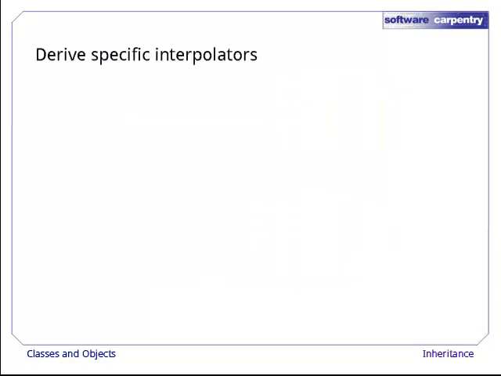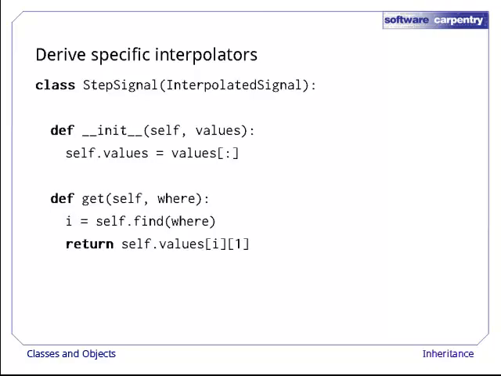Now that we have a way to find where we're supposed to interpolate, let's rewrite our actual interpolating classes. Here's the new version of StepSignal. It's derived from InterpolatedSignal. Again, that's what it means to put InterpolatedSignal's name in parentheses in the class definition, which means it can use the find method without redefining it. In order for that to work, though, StepSignal's constructor has to create self.values, so it will be there when self.find needs it. This is fragile.